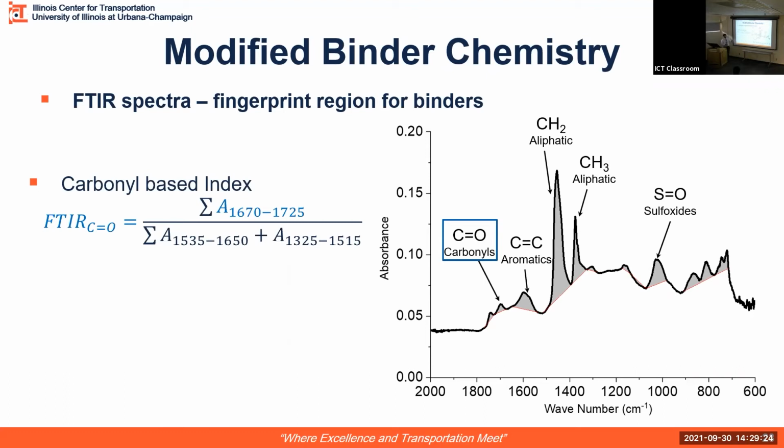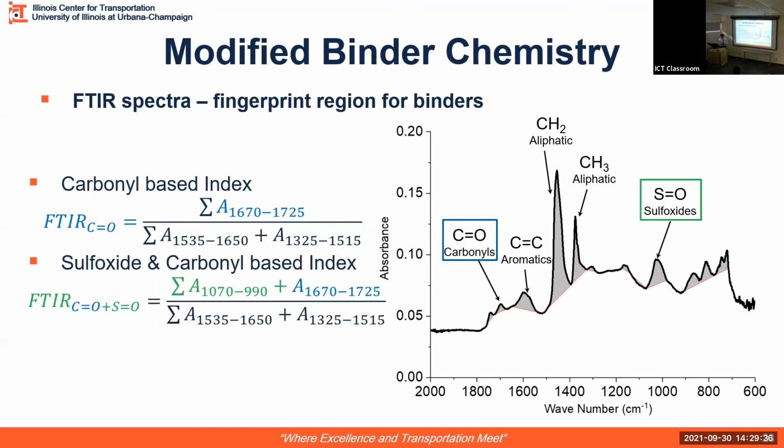Now I'll answer this later, because we don't have an answer at this point. But when we looked at the field investigation, we realized that only one specific peak works as an indicator for aging. And another parameter was combining both carbonyls and sulfoxides. So these are indices which we use to assess the chemical changes.